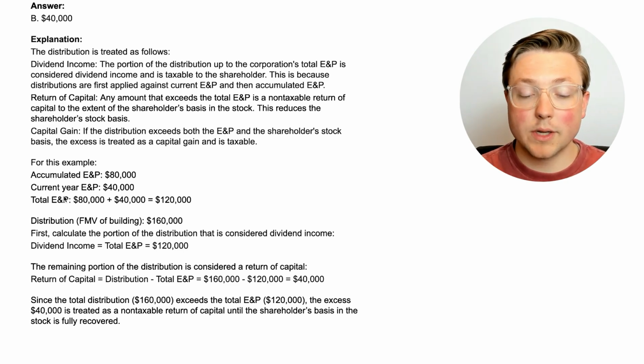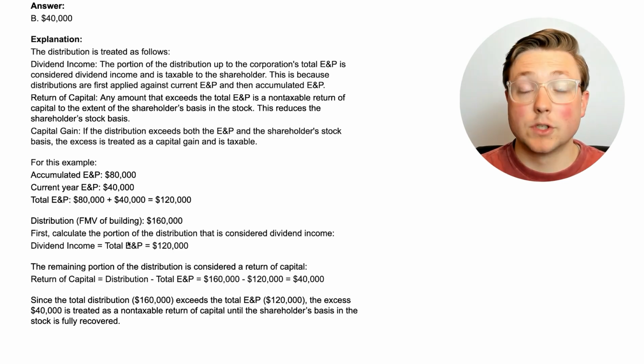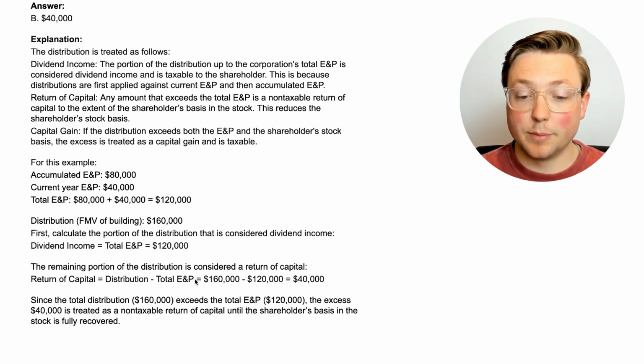So of course, the total E&P is $120,000, and that's the current and the accumulated E&P. The distribution, again, is the fair market value of the building, unless there was a liability that was greater than the fair market value, but in this case, it didn't mention that. So the first $120,000 is from E&P, so that's dividend income. The remaining $40,000 of the $160,000 distribution is greater than the E&P, so it's considered a return of capital.